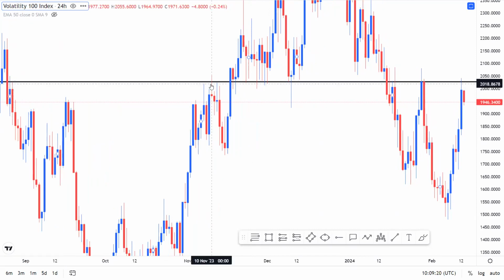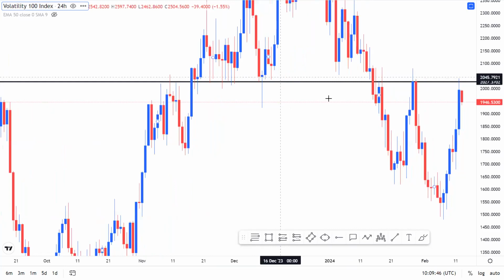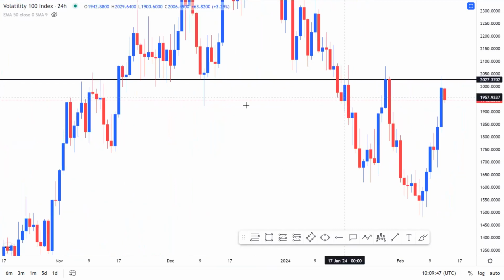You can see price came right into the level here. What did you see? Rejection from the level, closed below the level. When we had a break above the level, guys, we tapped into the level. What can you see? Rejection from the level, daily candlestick close above the level. Now, guys, here, what can you see? Price traded right into the level, a nice weak rejection from the level, and then a daily close above the level. Now, guys, you can see I'm not making this up.